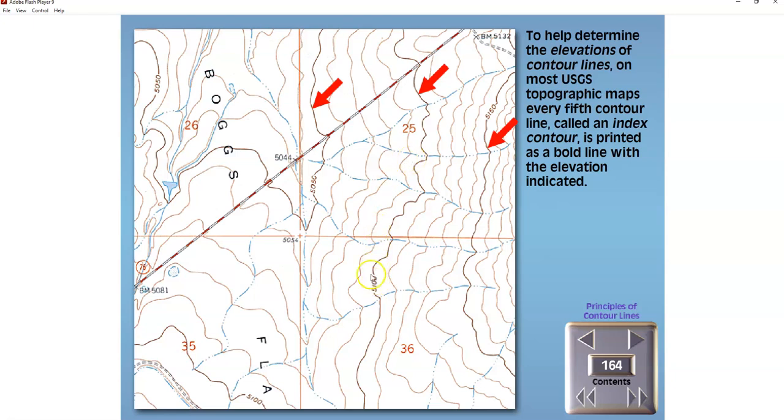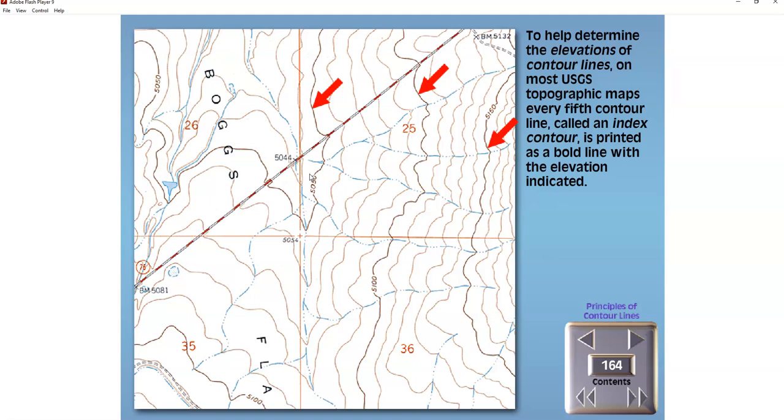So one way you could do that is you could subtract the index contour lines, these two, and then divide by 5, right? Because 4 lines give you 5 spaces. 1, 2, 3, 4, 5. So if you said, all right, 5,100 minus 50, that's 50, then do 50 divided by 5, that's 10. The other way you could do it is trial and error.